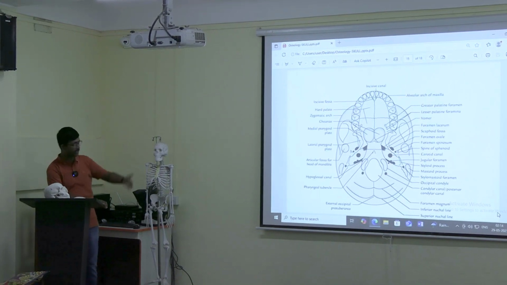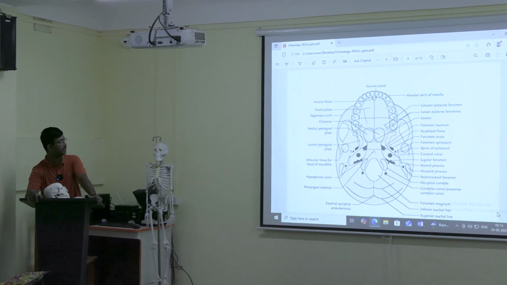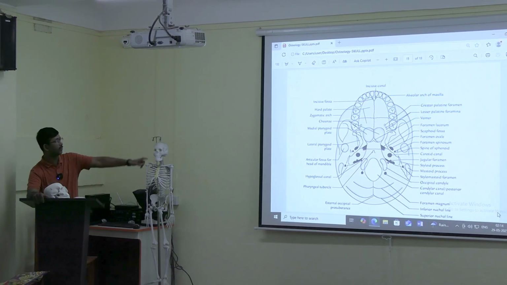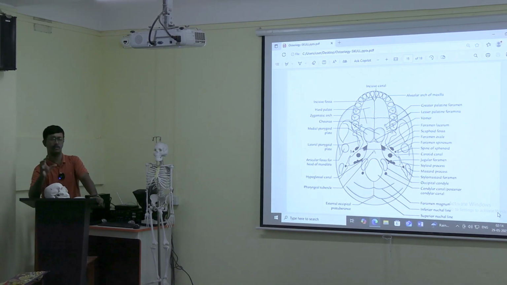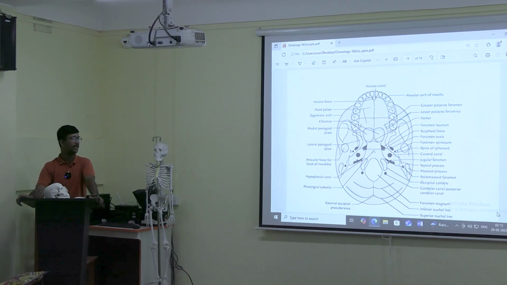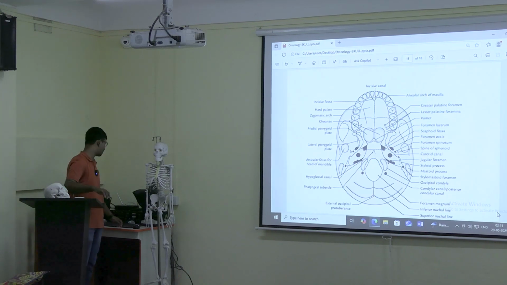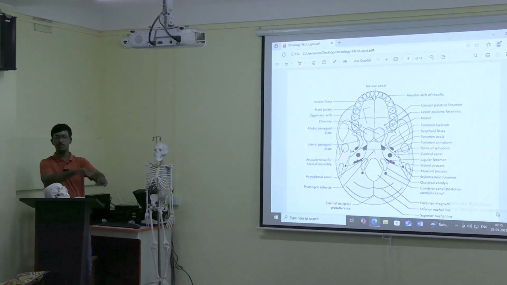Now this is the basalis part, that is the norma basalis. Here you can see multiple foramina. There is foramen rotundum, ovale, spinosum, lacerum, jugular foramen, then this big foramen magnum. All these foramina or openings allow passage of many structures. For example, the foramen ovale allows passage of the accessory meningeal artery and the mandibular nerve. These things will be covered in multiple classes. So that's all from your skull part.